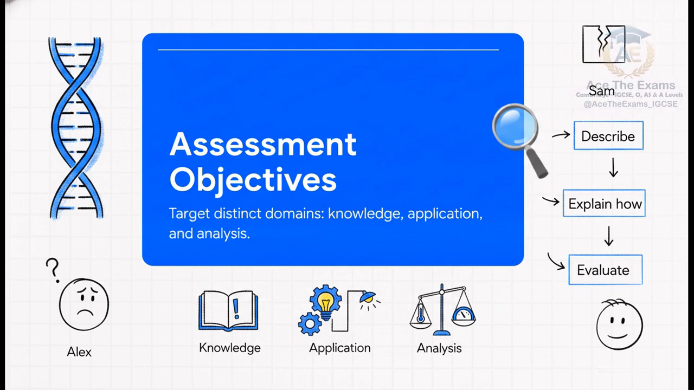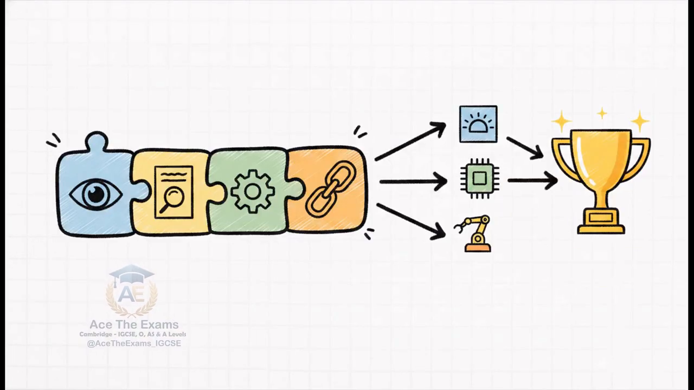To get those top grades, you must hit all 3 domains by decoding the command words. If the question says describe, you are in AO1 territory. If it says explain how, you are operating in AO2. If it demands that you evaluate, you better be bringing your AO3 critical thinking skills. The absolute secret to hitting these objectives is integrating cross-topic connections.